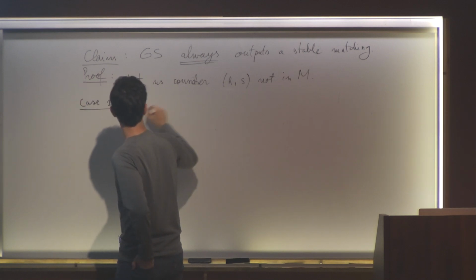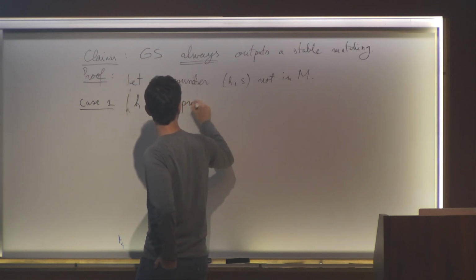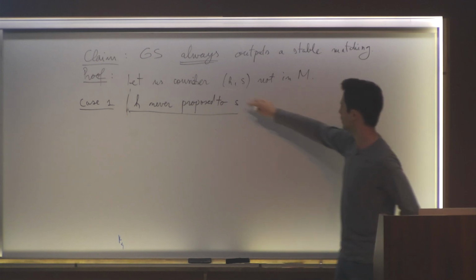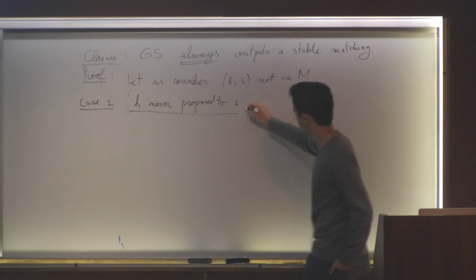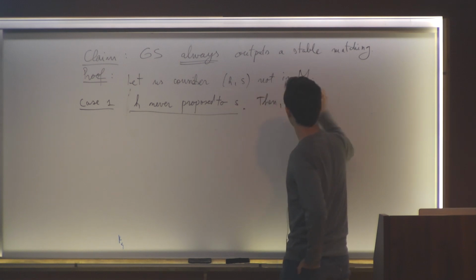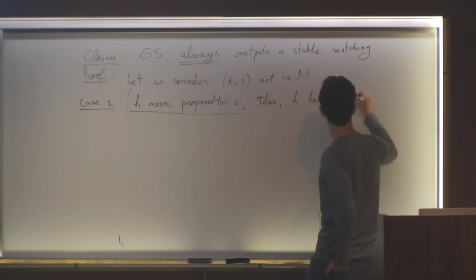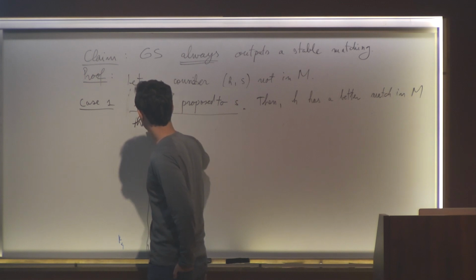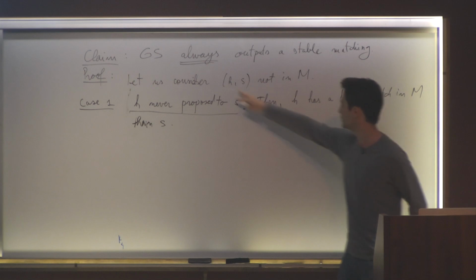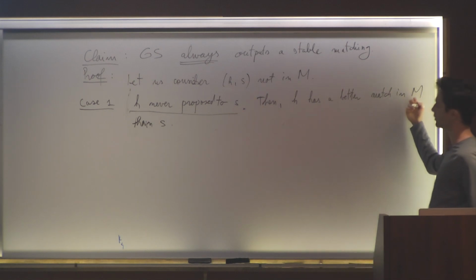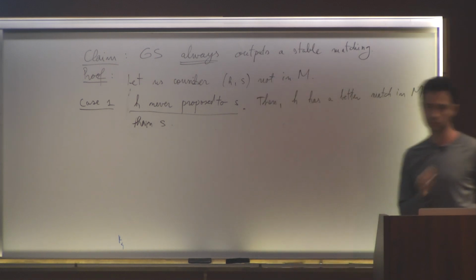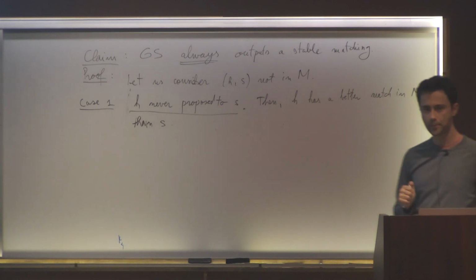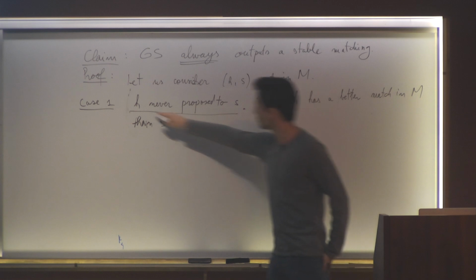Case one, H never proposed to S. So this is one possibility. I claim that if this is the case, H has a better match in M than S. So the hospital, in this case, if they never propose to S, they prefer their match from M over S. Why is this? Hospitals are proposing in order of preference. Exactly. Hospitals propose in order of preference.